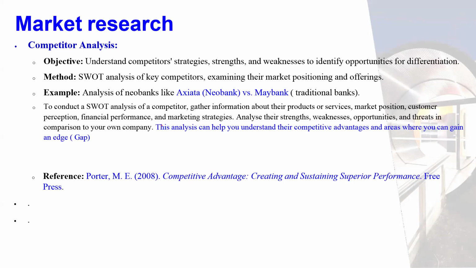I'm going to talk now about the competitor analysis, which is part of the secondary research data that we collect. Now, to do that, we want to understand competitor strategies, strengths, and weaknesses to identify opportunities for differentiation. And the best way to do that is to do what we call strengths, weaknesses, opportunities, and threats analysis, or what we call SWOT. In this part, I tried to take a digital bank, just licensed in 2023, which we call Axita, versus my bank, which is a traditional bank. Now, those are really competitors. And when we analyze them, we can come to a conclusion. To read more about SWOT analysis, you can read Porter 2008, on competitive advantage, creating and sustaining superior performance.